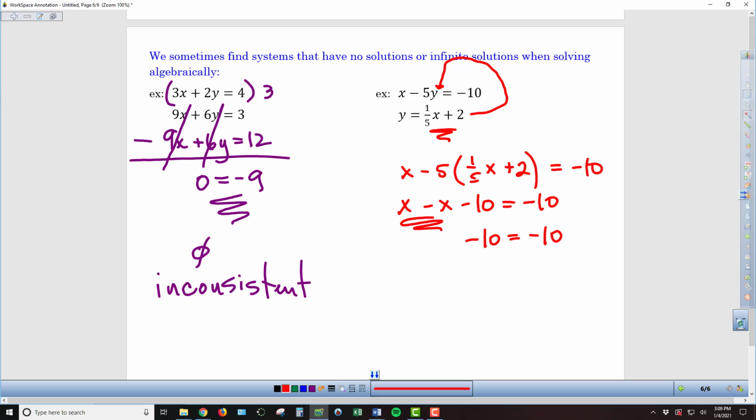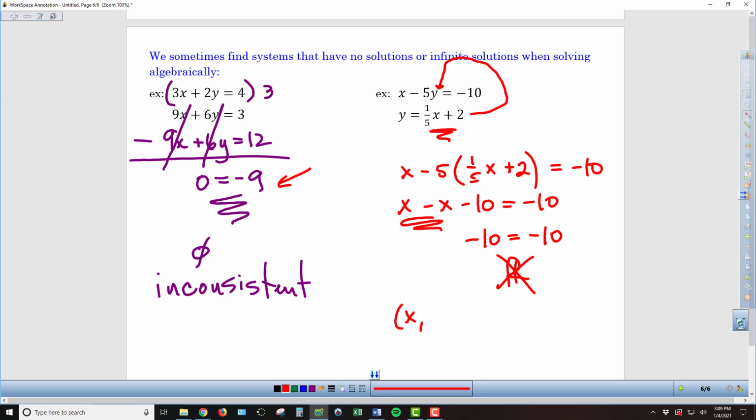Negative 10 does equal negative 10, whereas 0 does not equal negative 9. And so what this tells us is that these two lines are the same. They represent the same line. They are on top of each other. But remember, we are not going to put all real numbers in this circumstance. We're instead going to use that format that communicates that it's all of the points that are on the line.